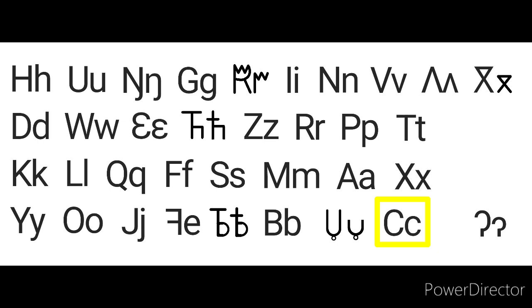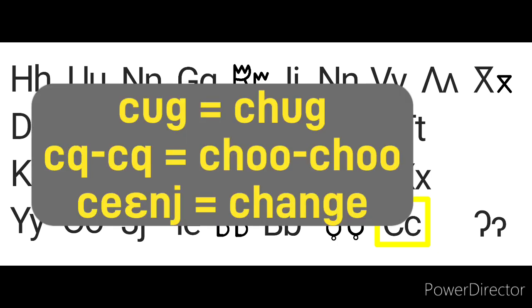We use digraphs. Digraphs are the unofficial extension of the alphabet: TH, NG, WR, ZH, CH, SH. Those are all digraphs that represent speech sounds that we don't have letters for. So the letter C is repurposed. It's called ch, and it represents the ch sound, like in chug or choo-choo or change.